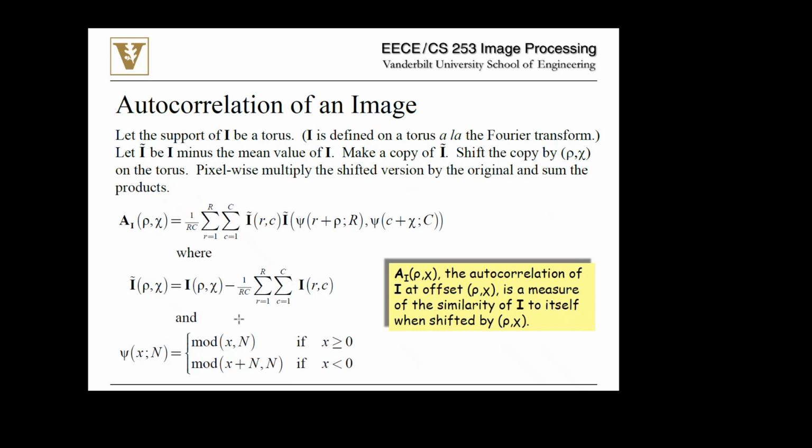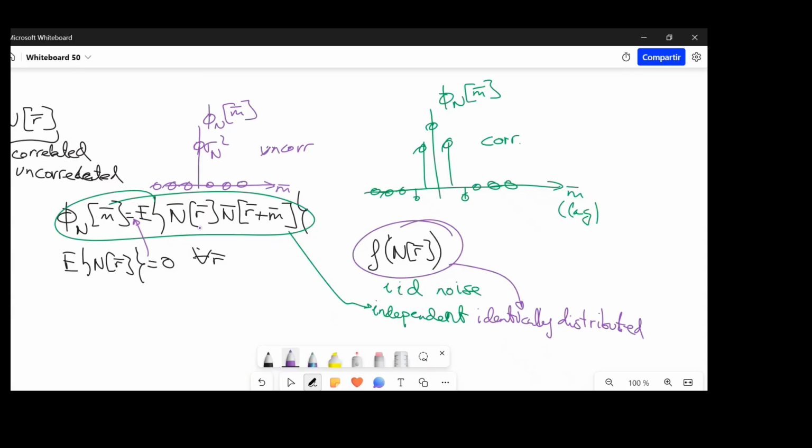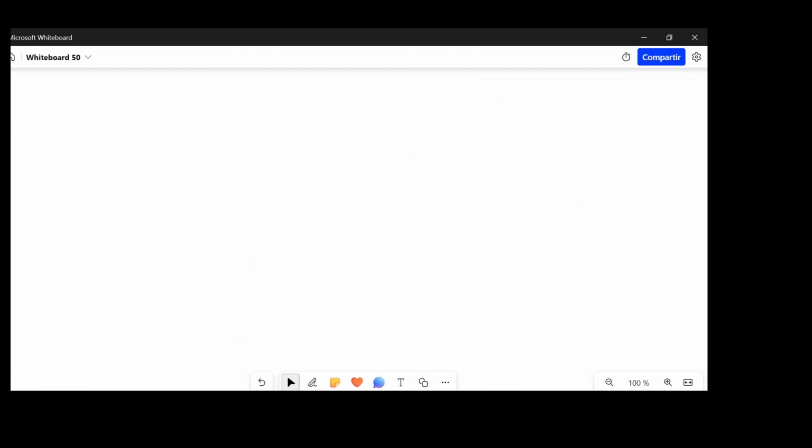And this is the autocorrelation. The definition of the autocorrelation here is the same as the one I have given here. There are a couple of differences that we already know.